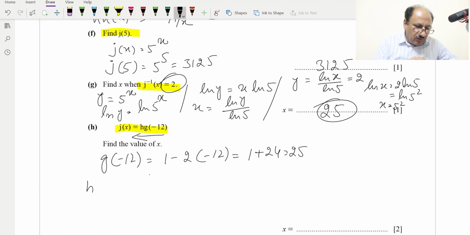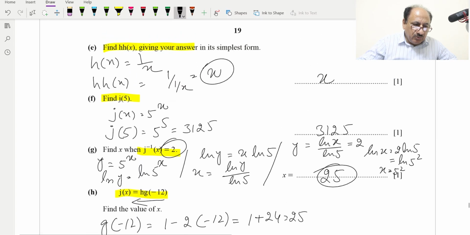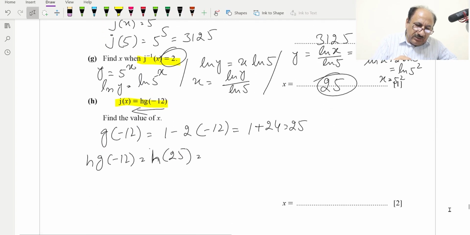Now we can find h of g of minus 12, which will be equal to h of 25, and h of 25 we can find as h of x is equal to 1 over x, so we can write it as 1 over 25. So h of 25 is equal to 1 over 25. So j of x is equal to what?